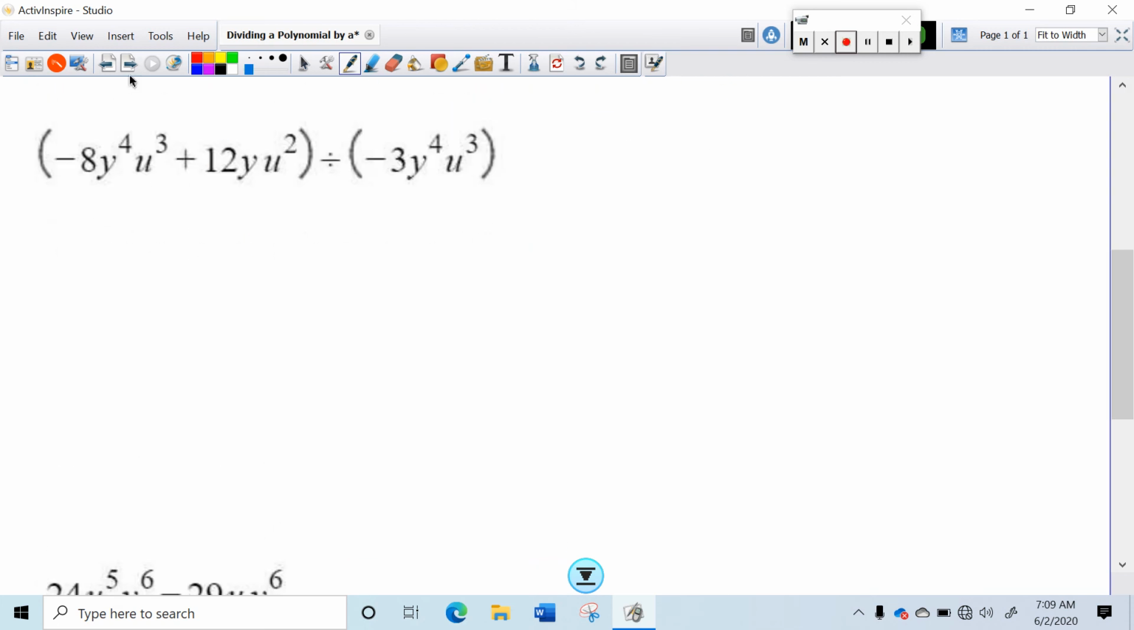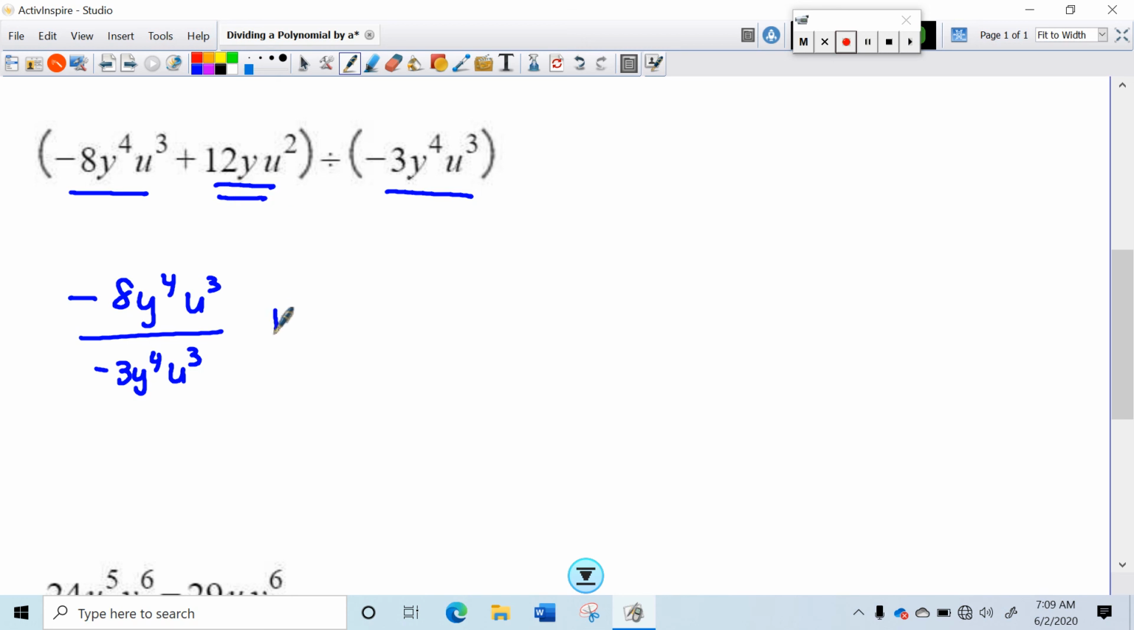Now, a really quicker way of doing it is, when you're rewriting it, to just go ahead and split them up right from the start. So I'm going to take this part, negative 8y^4u^3, and I'm going to put this under it, a negative 3y^4u^3. Then I'm going to take this one, a positive 12yu^2, and I'm going to put this under that, negative 3y^4u^3.